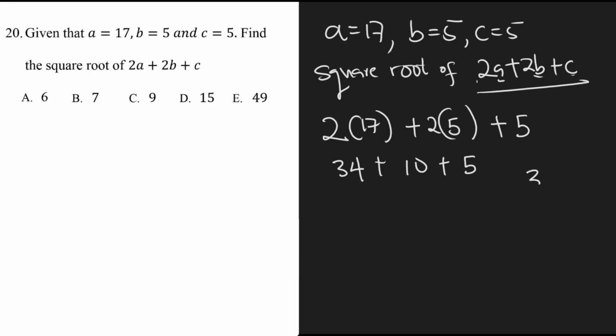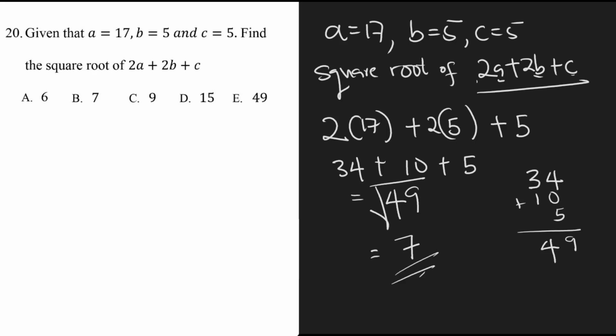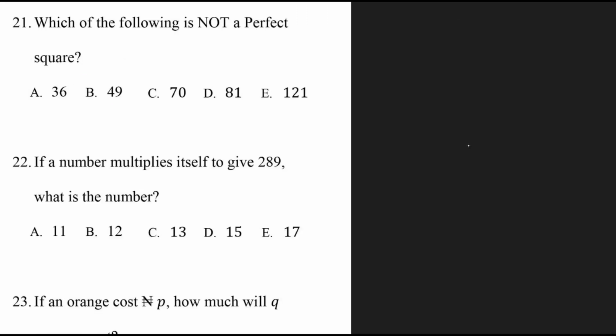So let's add it, 34 plus 10 plus 5. So 4 plus 5 is 9. Put 9 here. Then 3 plus 1 is 4. So we have 49. Is that our answer? No. The question says find the square root of this equation. So we're going to find the square root of our answer. And the square root of 49 is 7. So let's check our option. So the answer is B. Let's move to the next question.